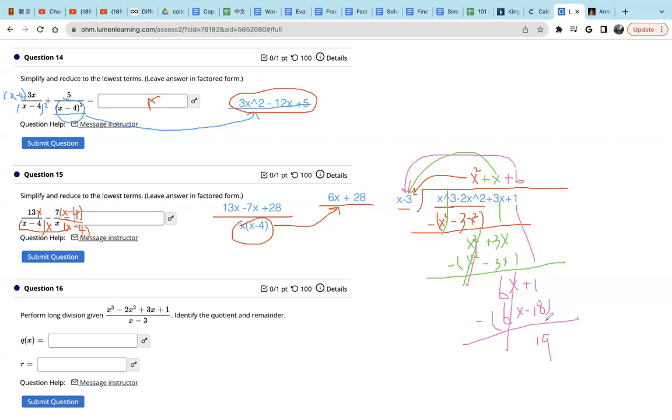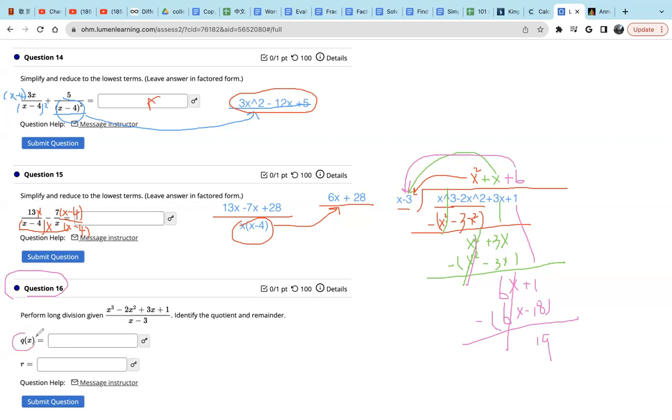So 19 is a constant, no more x. 19 is constant, right? x minus 3 is linear. So we know we are done. We don't have to go further anymore. So what is the answer for 16? The answer is the quotient.